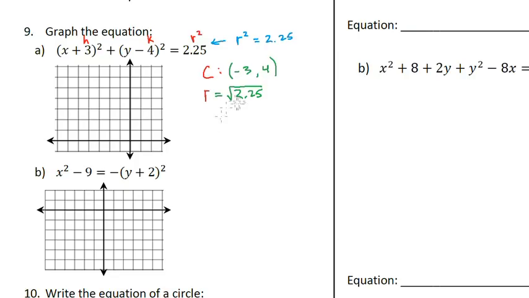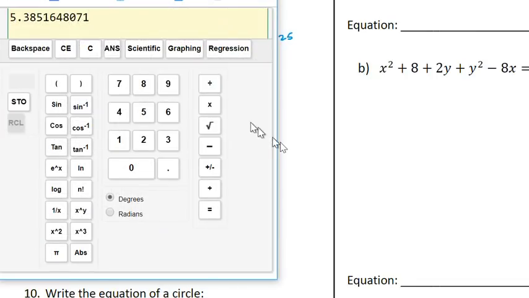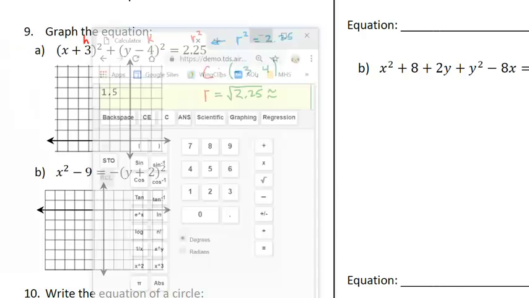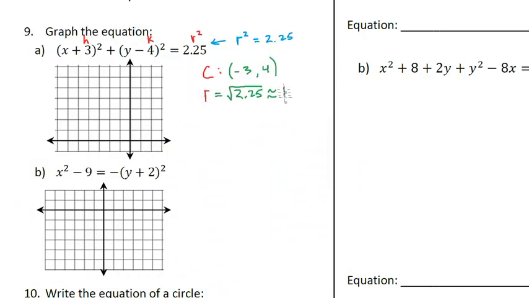So the exact answer is the square root of 2.25, but I think most of you, including me, are going to have difficulty graphing a radius of square root of 2.25. I need to change that to a decimal answer. So let's do that. Square root of 2.25, and that's going to be exactly 1.5. That makes it easy, so 1.5 units.